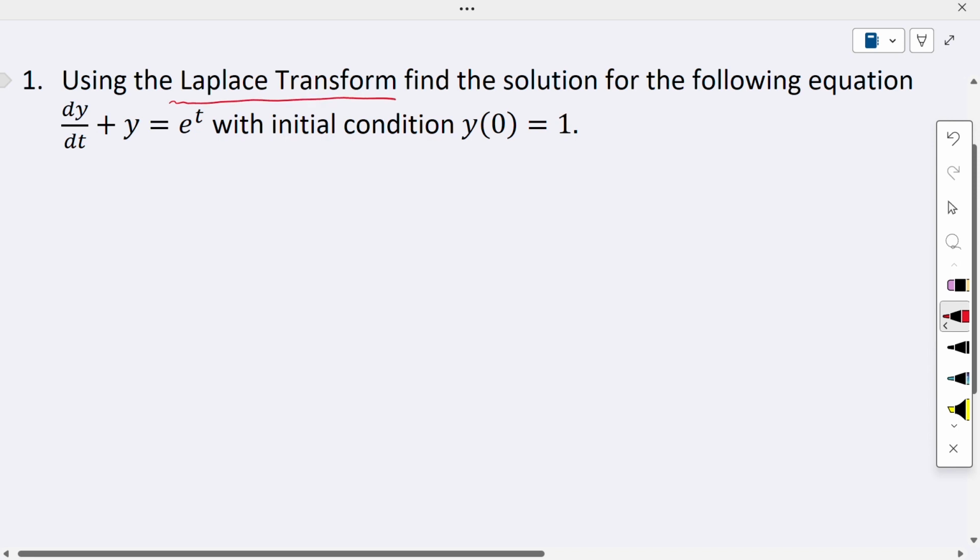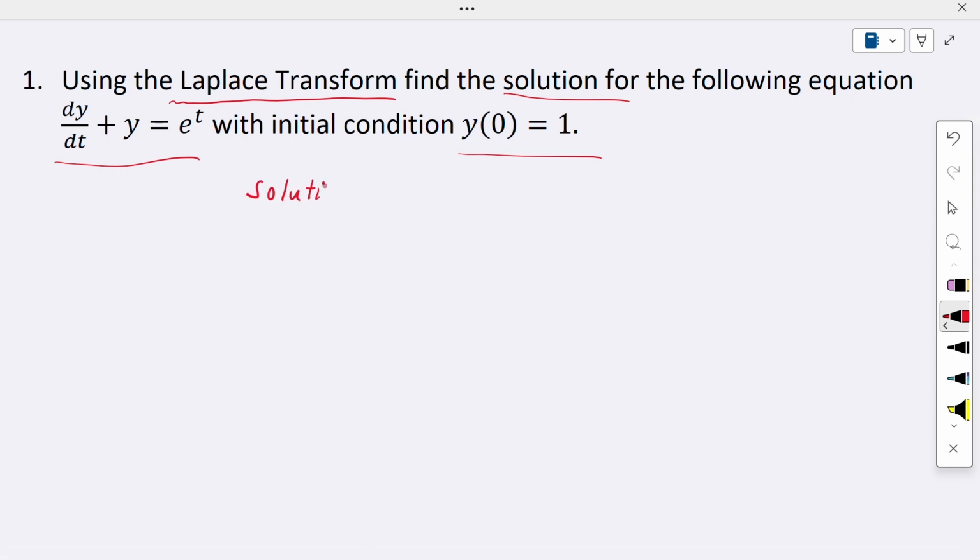Using the Laplace transform, find the solutions for this ODE with the initial conditions. So let's see the solutions. We have dy over dt plus y equal to exponential t. Okay, so we can apply the Laplace operator on these equations.